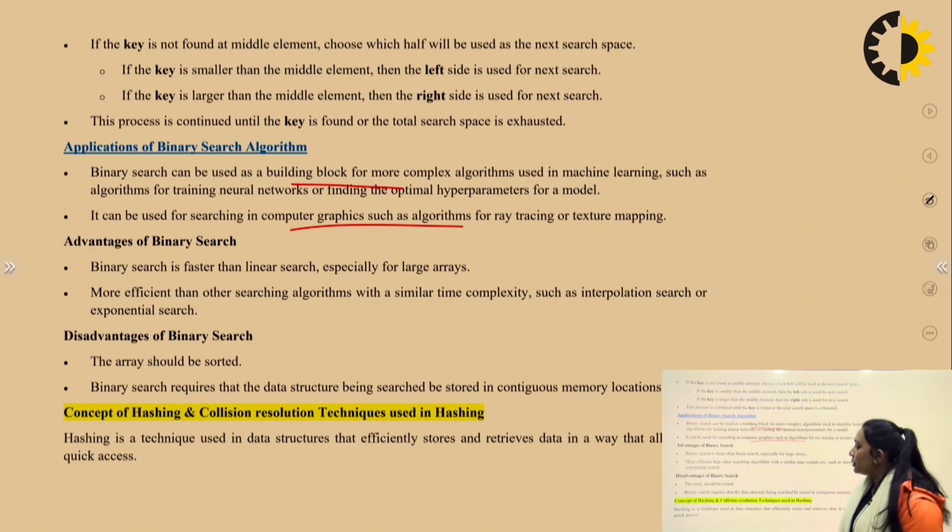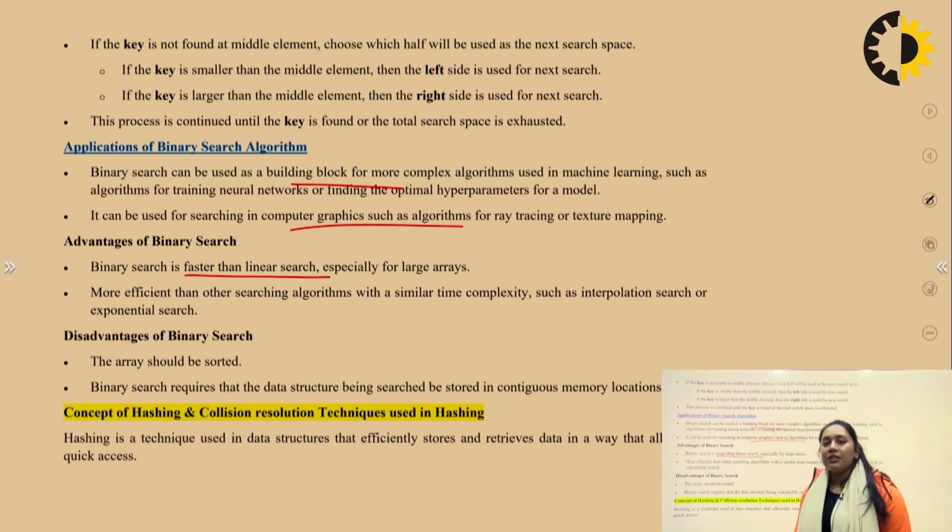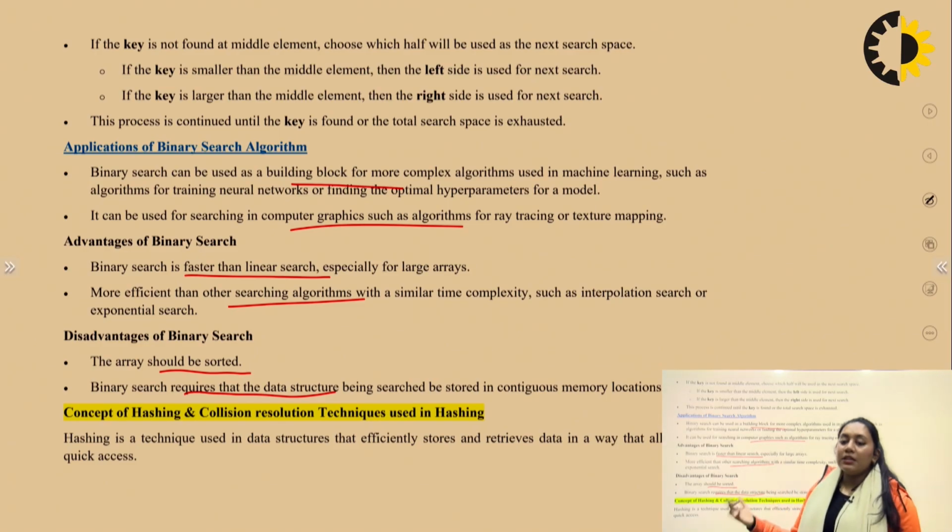The advantage of binary search is that it is faster than linear search, because linear search is a comparison-based algorithm, while binary search is divide and conquer based, right? It is also more efficient for searching. Next, the disadvantage: the array should be sorted, because if the array is not sorted, we cannot implement the binary search algorithm. Next, it requires a large data set to be searched, right? So all of this was about searching, the linear search and the binary search.